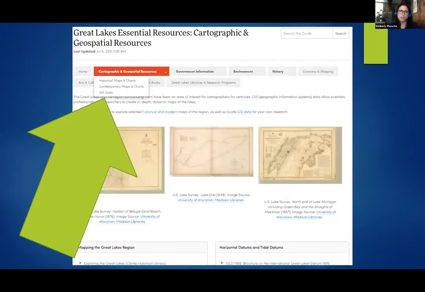My favorite is our cartographic and geospatial resources page. We have subpages for historical maps and charts, contemporary maps, and GIS data. And I had a really fun time finding historical maps and linking out to the libraries that have digitized those.